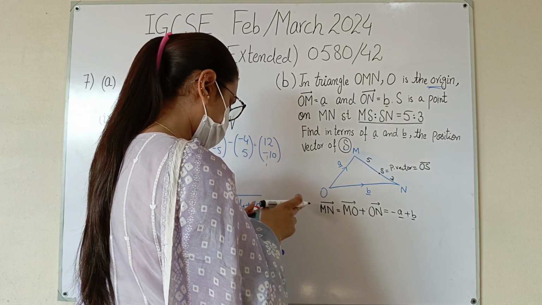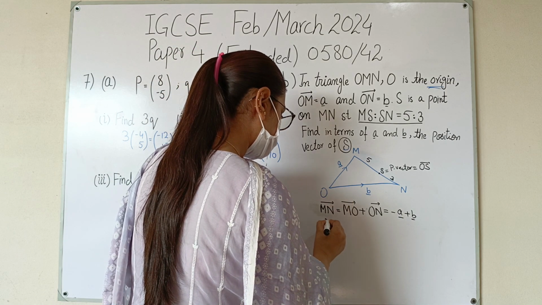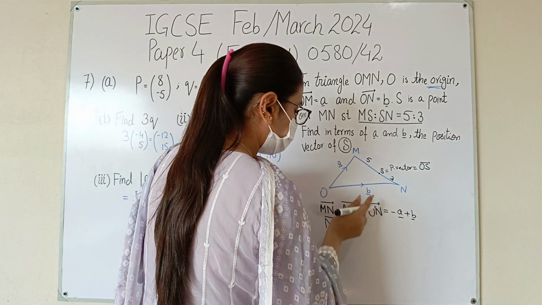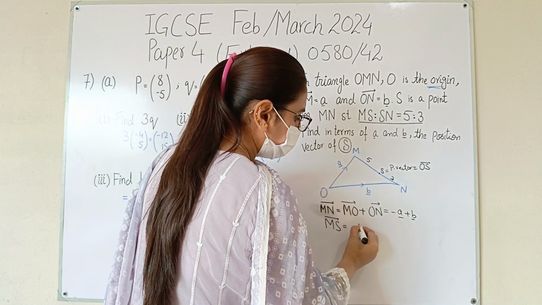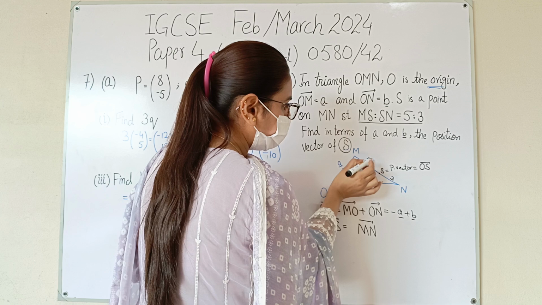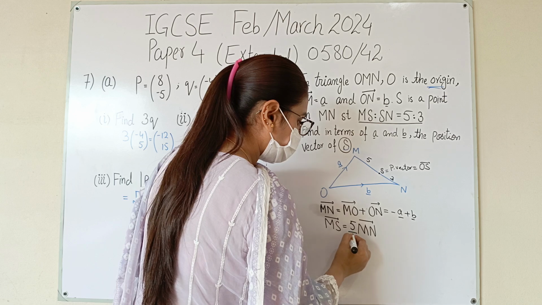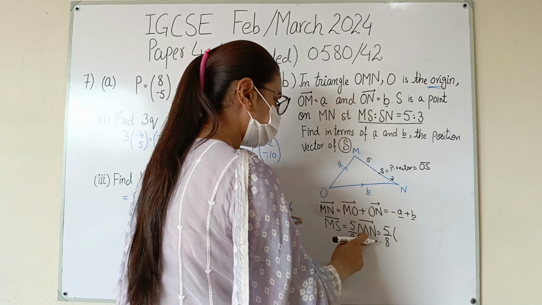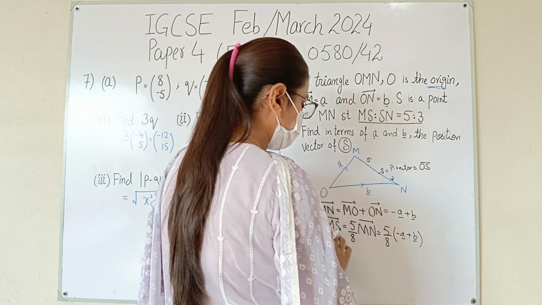What you have to find next, you know that MS, the position vector of MS, is basically equal to 5 parts of the total parts. The total line is MN, but you are taking the fifth part because you are discussing from M to S. 5 by total parts 8. Here you have to substitute the value of MN, which you already have in the upper step. So this is the value of MS.